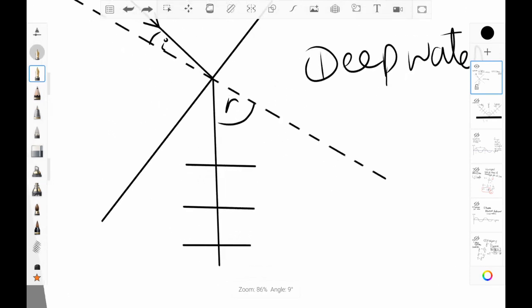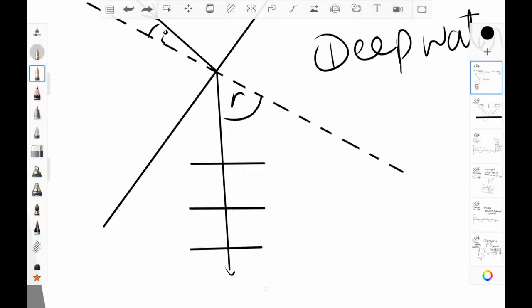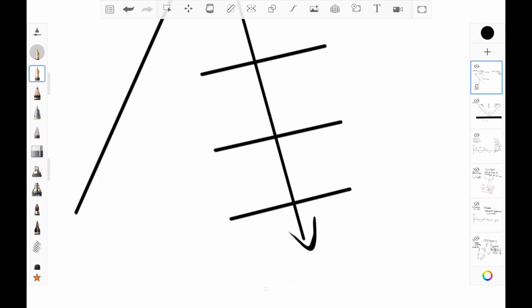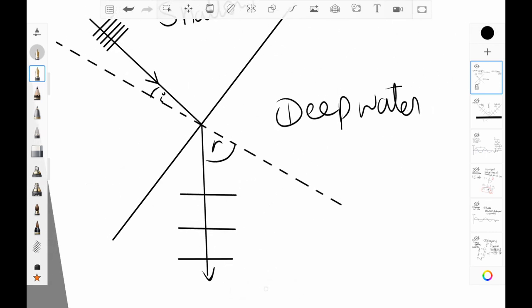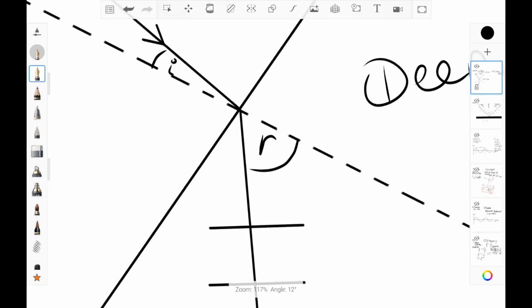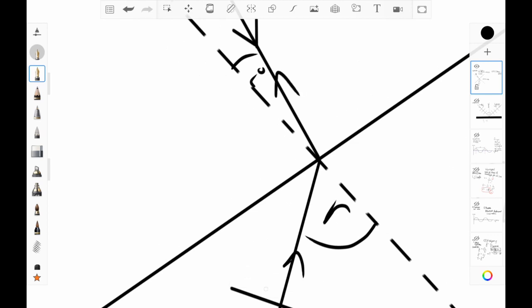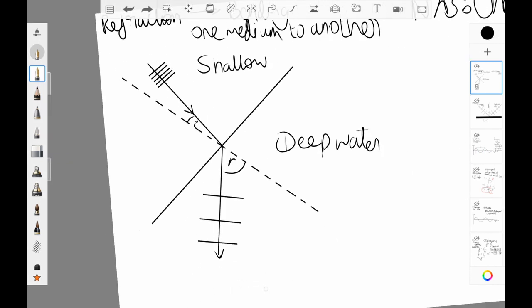Now, the refracted angle doesn't have to be larger than the incident angle. If I were to reverse the directions, if I were to make it so that the water went from deeper water to shallow water, you would see that this would be the new R, and this would be the new I. And in this case, the incident angle is larger than the refracted angle. So it's not that it's one or the other, it's just a matter of they are not equal, which is another difference between reflection and refraction.